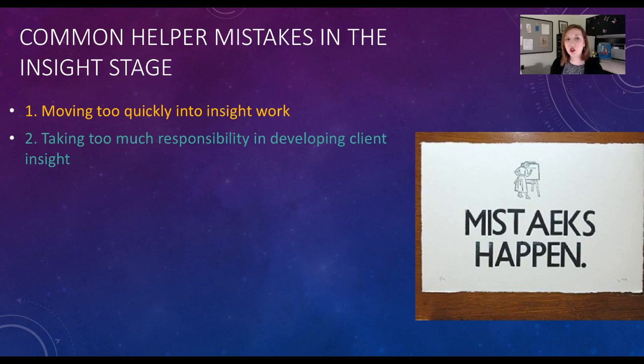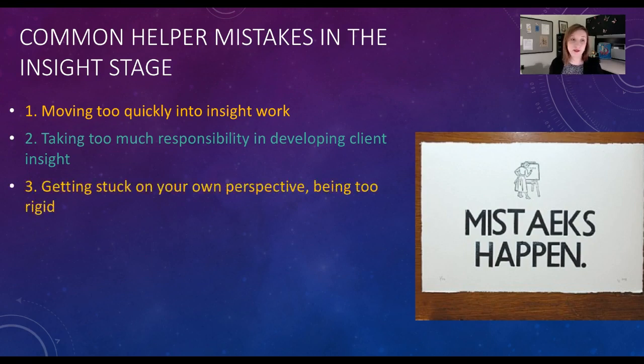But next is taking too much responsibility in developing client insight. Yes, we want clients to gain insight, but it's not our job to change their world and fix everything. They have to be willing as well. Insight work is hard work, and if they don't do it, it's not going to happen.